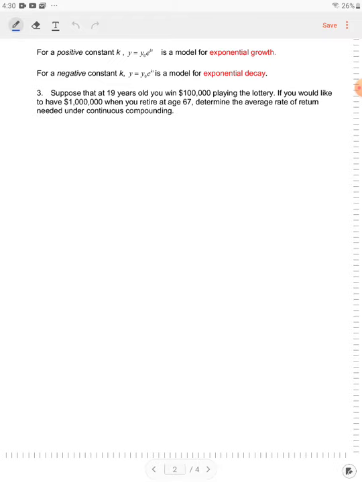Suppose at 19 years of age, you win $100,000 playing the lottery. So our P is equal to 100,000. That's what we're going to start with. If you would like to have $1 million when you retire, so that's your final amount, A is 1 million, at age 67, determine the average rate. So R, we don't know. What would we need to have to make that much money?